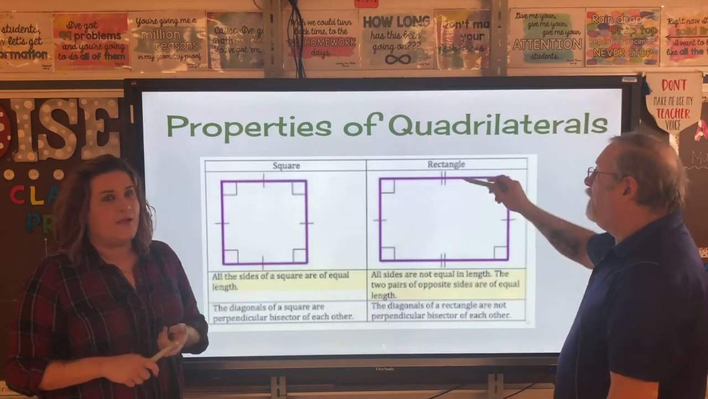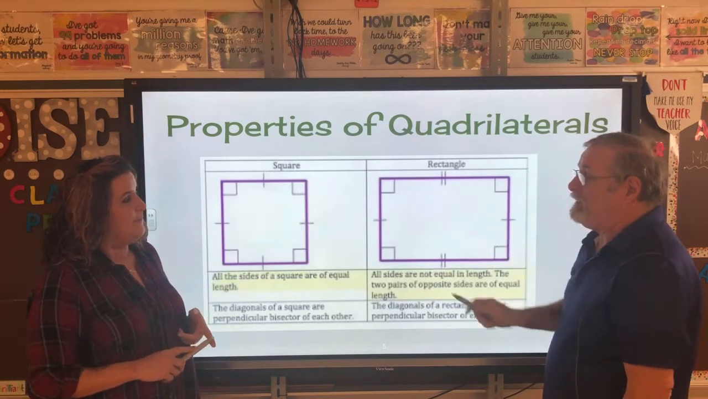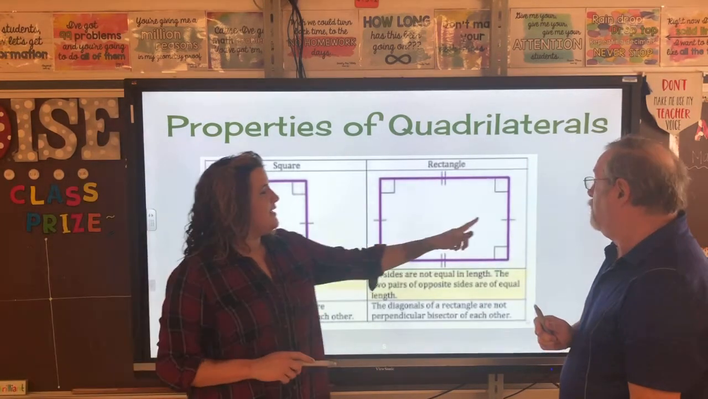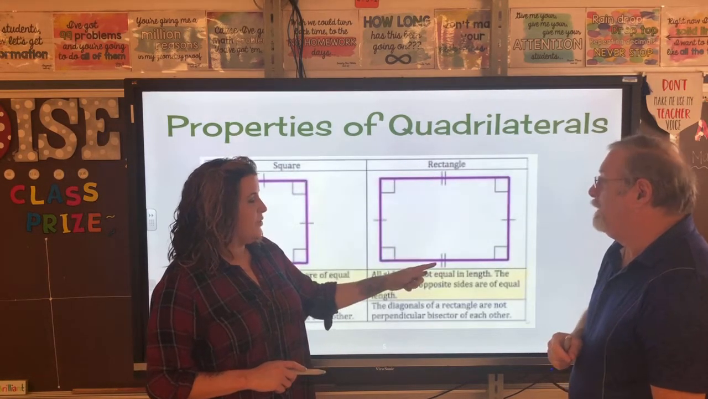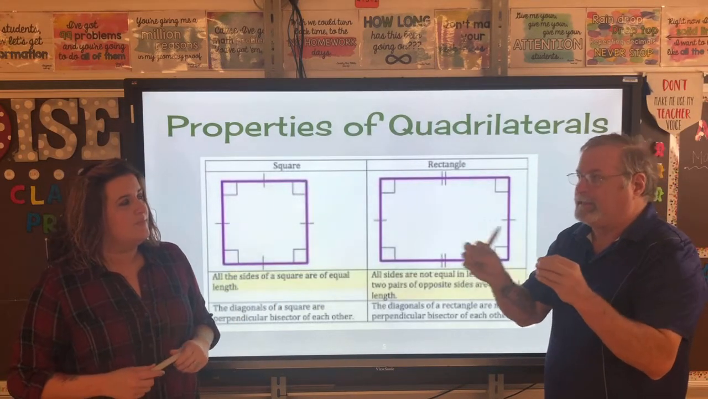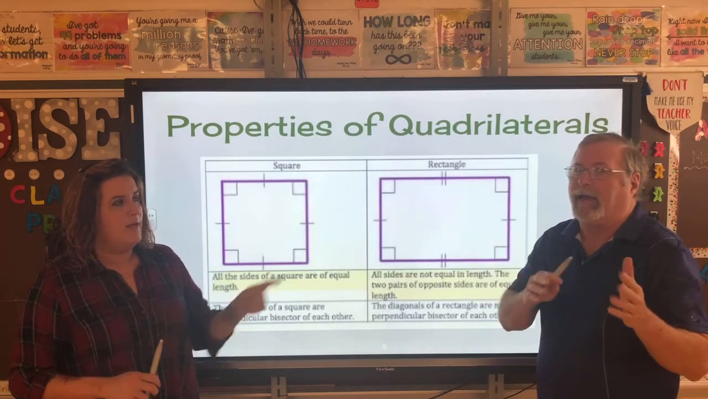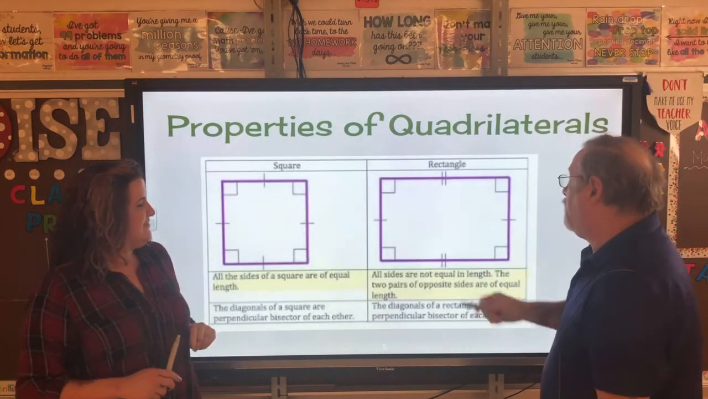So opposite sides are parallel. And opposite sides are congruent. Right, because it says one tick, so this one is congruent to this one. But this says two ticks, so this one is congruent to this one. What they're going to do is ask you about this opposite side thing a lot. So you've got to be able to understand what opposites mean. Across from each other.